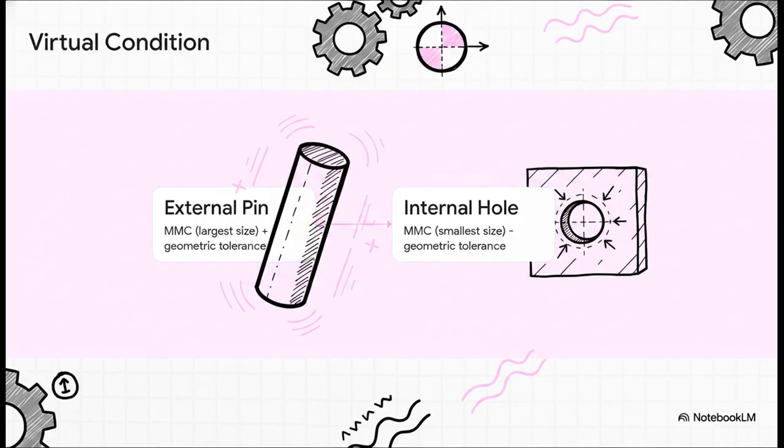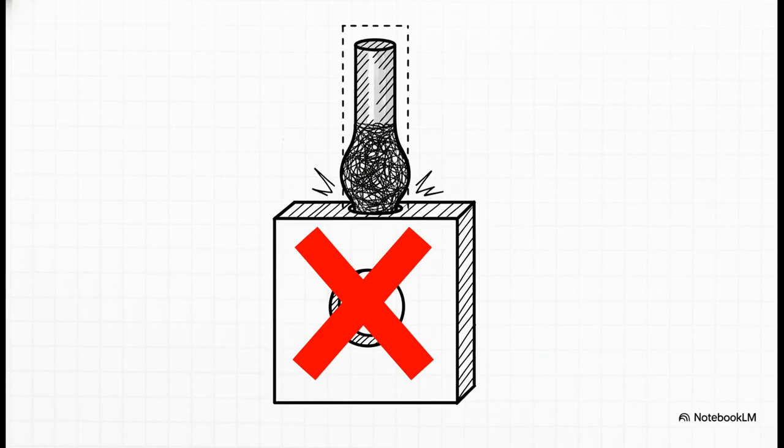It's pretty straightforward. For an external feature, like a pin or a precision shaft, the virtual condition is the maximum material condition, which is the largest allowable size, plus the geometric tolerance. For an internal feature, like a drilled hole, it's the maximum material condition, meaning the smallest allowable hole size, minus the geometric tolerance. So, let's say your pin's maximum size is 25 millimeters, and you have a straightness tolerance of 0.1 millimeters. That means your virtual condition is exactly 25.1 millimeters.